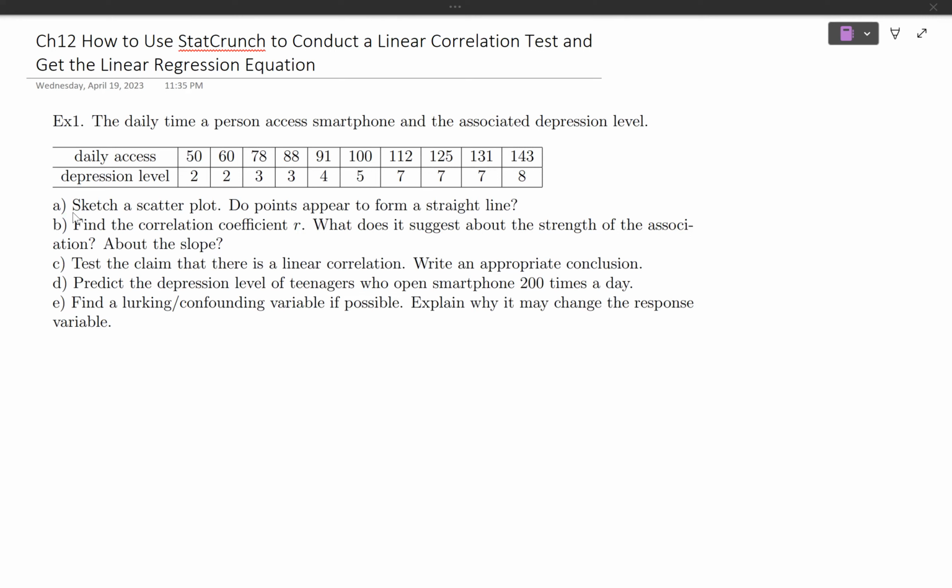So in A, we want to use StatCrunch to sketch a scatter plot. And then in part B, we want to use StatCrunch to find the correlation coefficient. In C, we want to use StatCrunch to test the claim that there is a linear correlation. And if there is one, then we want to use StatCrunch to figure out the regression equation so that we can predict the depression level of a teenager who opens a smartphone 200 times a day. Let's go into StatCrunch.